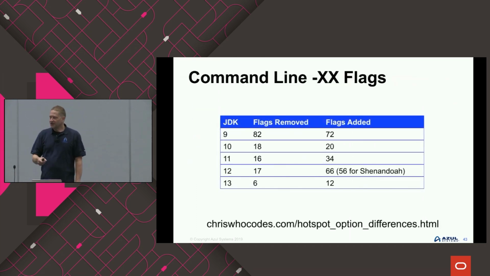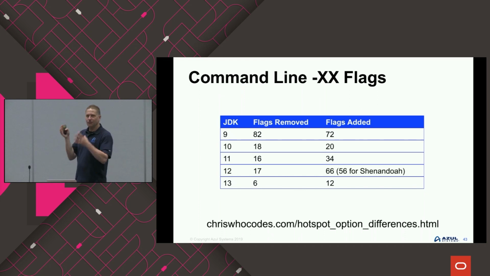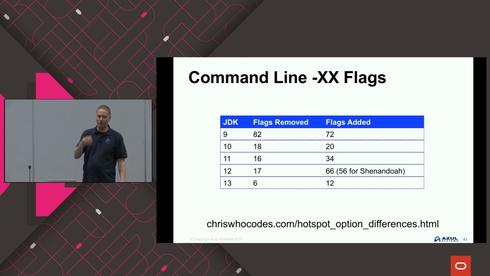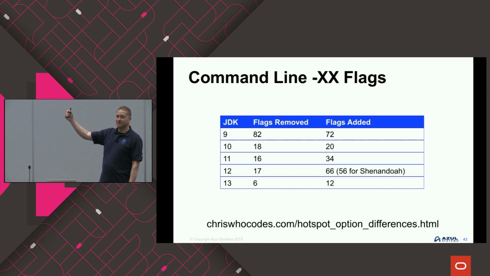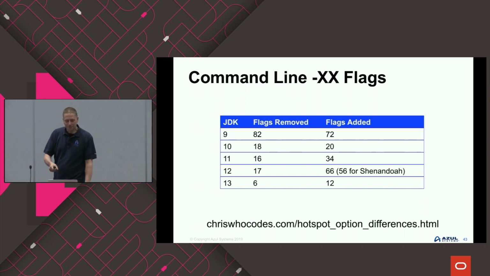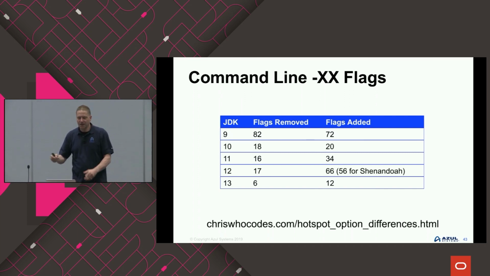Just coming back to command line flags, I always like to look at this in terms of numbers. So it's interesting to see how many flags were removed from different versions of the JDK. JDK 9 removed 82 -XX flags. The fact that they could remove 82 of them and pretty much nobody noticed shows you just how many -XX flags there are. I think there's about 780, well, there were. They added another 72 back in again, just to make up for the fact they were removing 82. JDK 10, they removed 18, added 20, JDK 11, 16, 34.